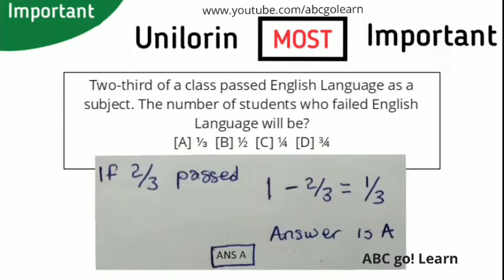Question number 2. 2/3 of the class passed English language as a subject. The number of students who failed English language would be. So if you've already seen that 2/3 of a class passed a subject, and you now want to get the total number of those that failed the subject, you have to subtract it from 1, because 1 is the whole number. 1 serves as the 100% in that very particular instance. So you've already seen now that if you subtract it, you would get 1/3. So that's the answer. So the answer is A, which is 1/3. If you check this answer, you see that it's 1/3.